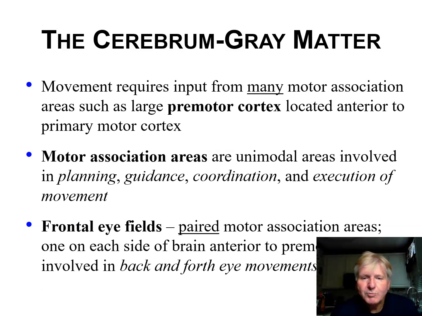Movement also requires input from unimodal association areas, and that's when you have this large premotor cortex anterior to the primary motor cortex. The motor association areas are unimodal areas involved in planning, guidance, coordination, execution of movement, and then anterior to these are your frontal eye fields, which are paired motor association areas, one on each side of the brain anterior to the premotor cortex, and this is responsible for back and forth eye movements, like when you're reading a book from left to right.